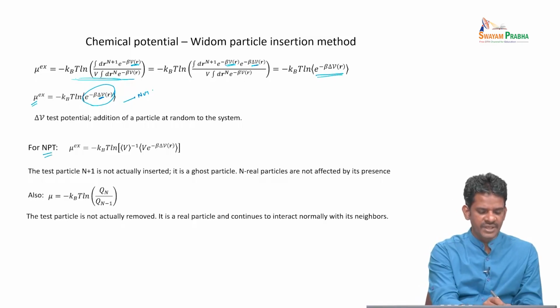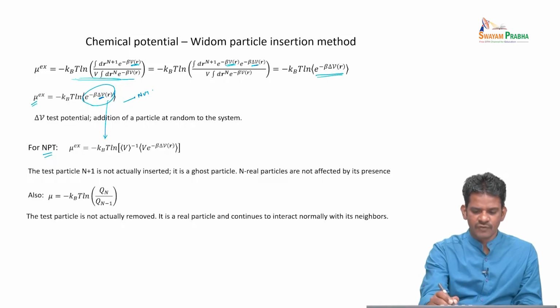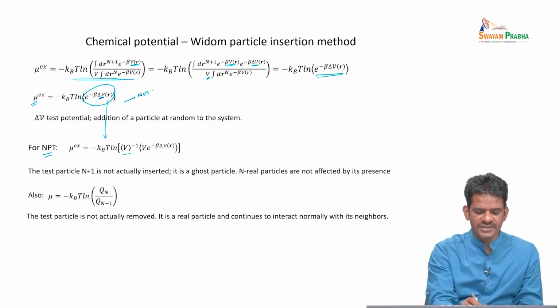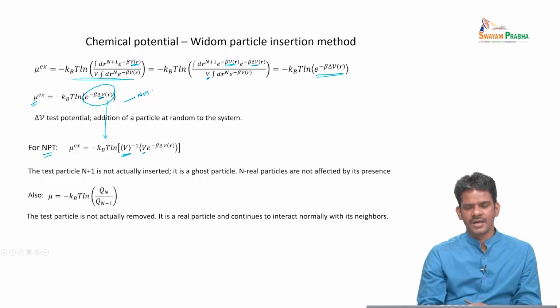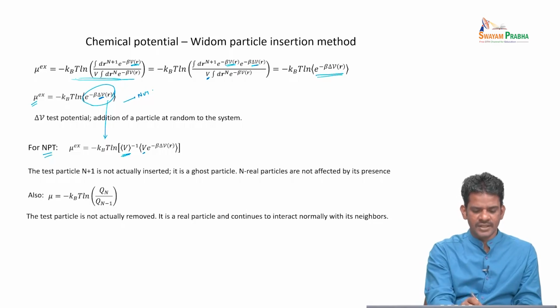If you want to do it in NPT, you can use the same expression like before, but the only correction we have to make is that the volume is a fluctuating quantity. So, we are going to put this 1 by V as an ensemble average, and then you are going to have another V in another ensemble average. So, you are going to look at two such quantities: the average V as well as the average of volume times exponential of minus beta delta V.